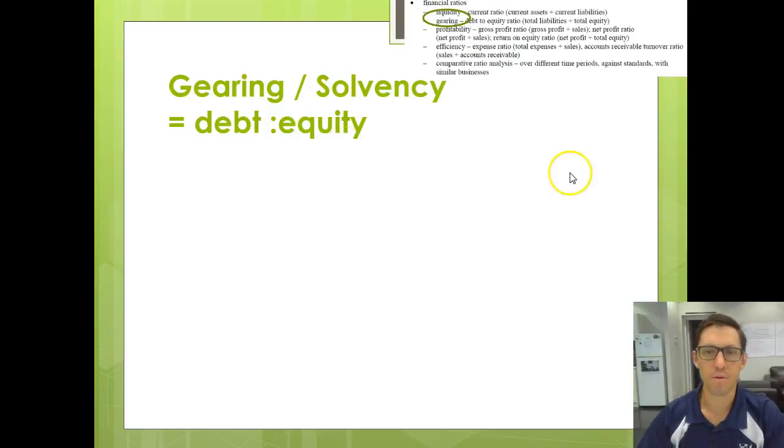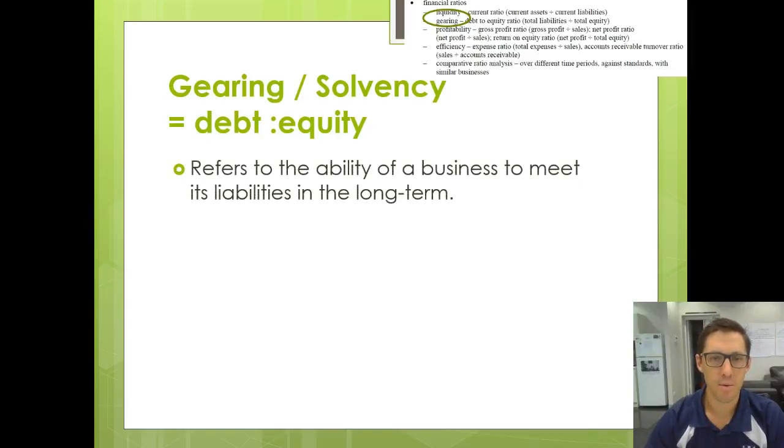Okay, in this video we're going to focus on the second of the key financial ratios, and that is the gearing ratio, or the ratio of a business's total debt to its equity. And that really means how solvent is this business? How well is this business going to be able to meet its long-term liabilities?